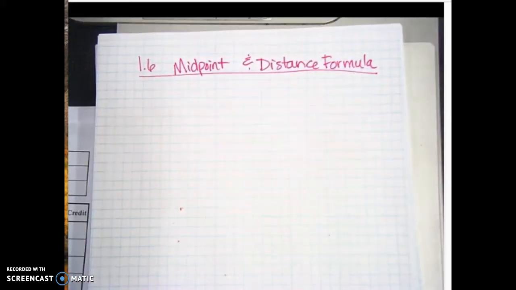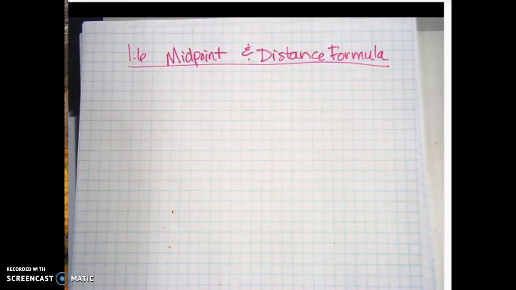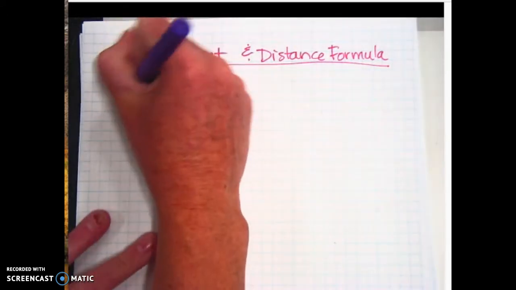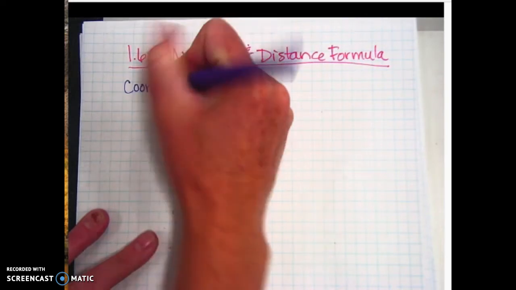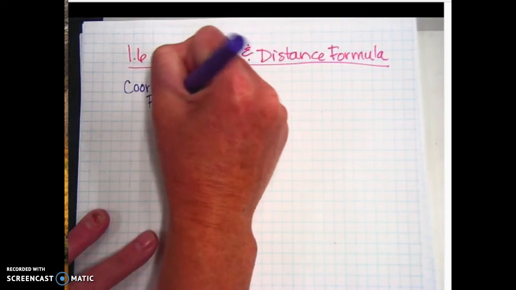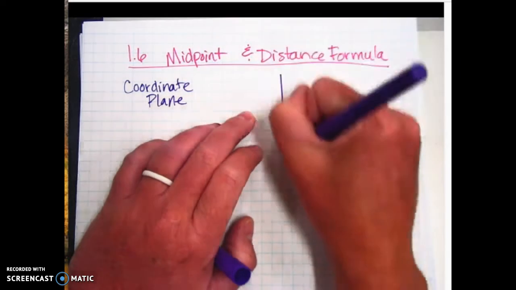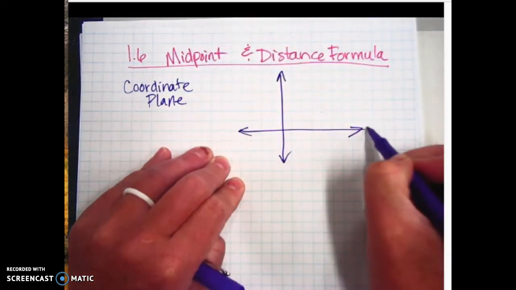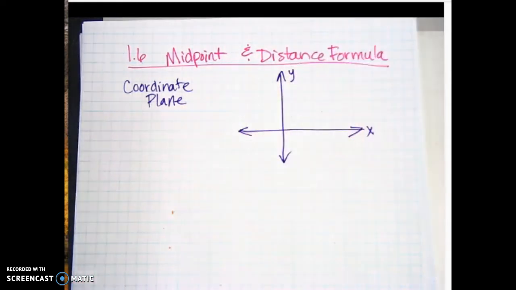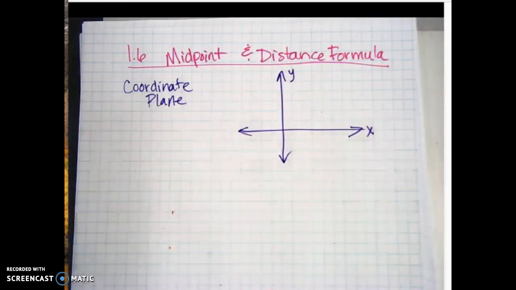This is section 1.6. It's called the midpoint and the distance formula. So first thing we're going to do is talk about something called the coordinate plane. The coordinate plane has room for coordinates on it. That's why it's called the coordinate plane. So you've got an x-axis and a y-axis, and you've got points on there.